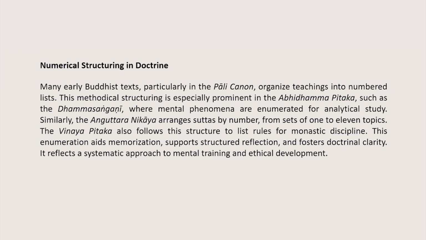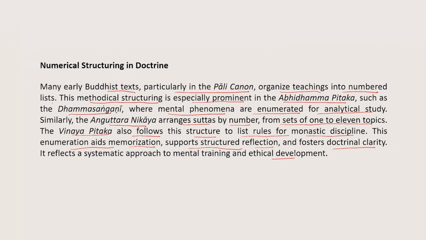Now, the numerical structuring in doctrine. Many early Buddhist texts, particularly the Pali Canon, organized teachings into numbered lists. This methodological structuring is especially prominent in the Abhidhamma Pitaka, such as the Dhammasangani, where mental phenomena are enumerated for analytical study. Similarly, the Anguttara Nikaya arranged suttas by number, from sets of 1 to 11 topics. The Vinaya Pitaka also follows this structure to list rules for monastic discipline. This enumeration aids memorization, supports structured reflection and fosters doctrinal clarity.